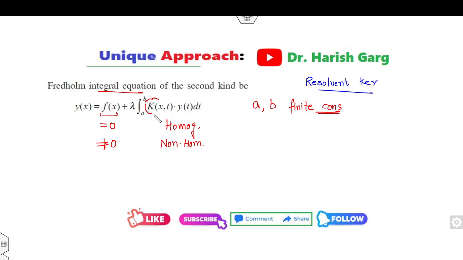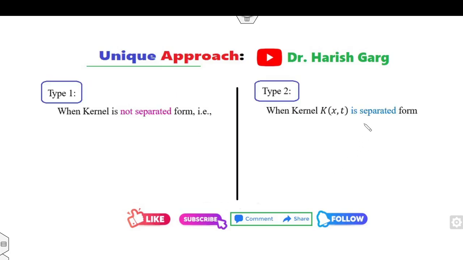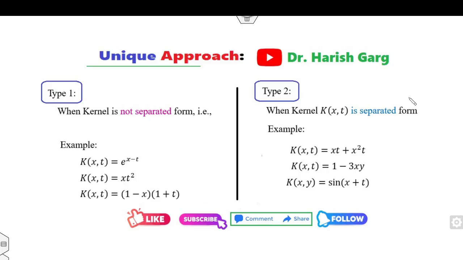And the value of this k is known as the kernel. As we have discussed in our previous lectures, this kernel is divided into two categories. One is called the non-separated and the second is called the separated form. Separated form is also known as degenerate form. What is the difference between them? You can see these examples.